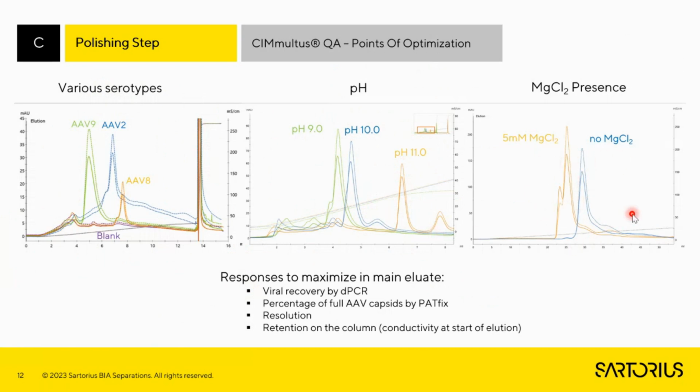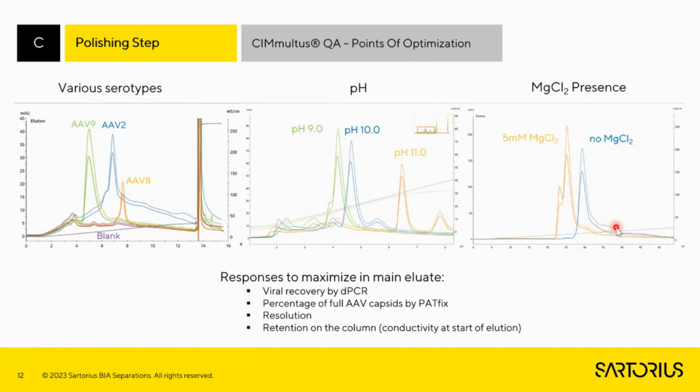The third one is also really the magnesium presence. So we know that magnesium plays a role in keeping the integrity of the capsids. So it stabilizes the capsid itself. No magnesium present in the sample will give you a different profile than those where you have the magnesium present. And this is usually all of the capsids that are here.